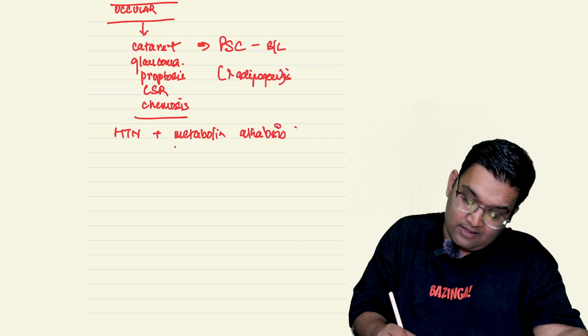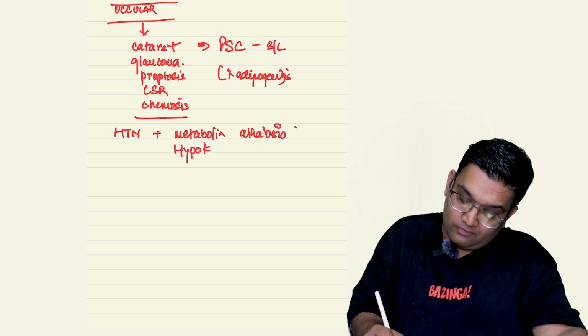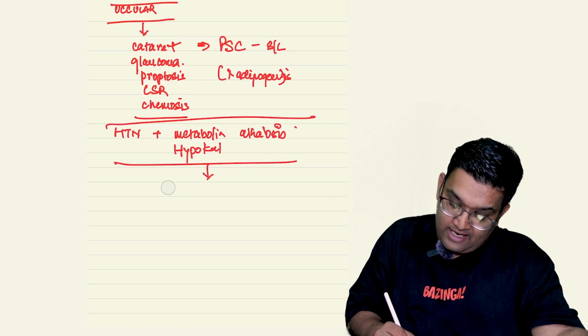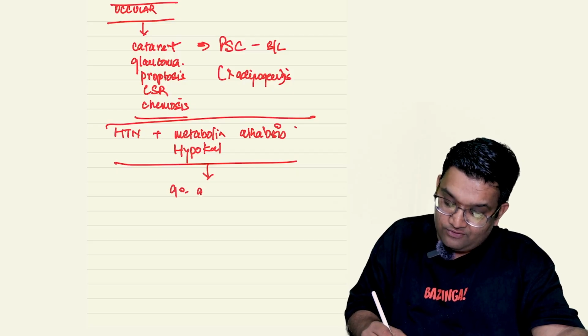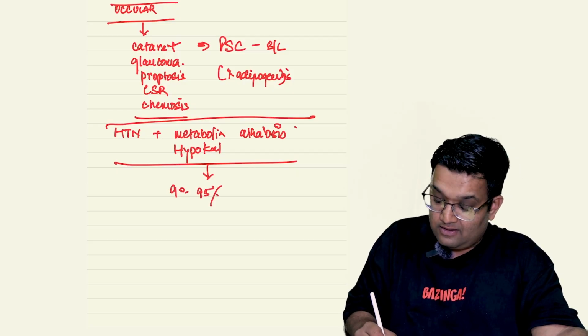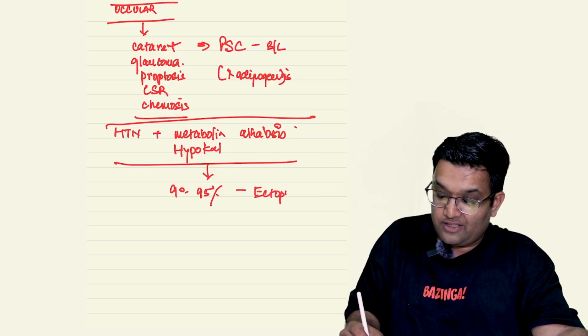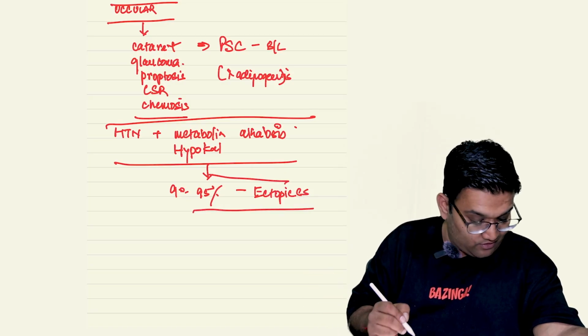as well as hypokalemia, which is seen more commonly, in 90 to 95% of the cases in ectopic Cushing syndrome. That is what we are seeing. So that is also going to occur.